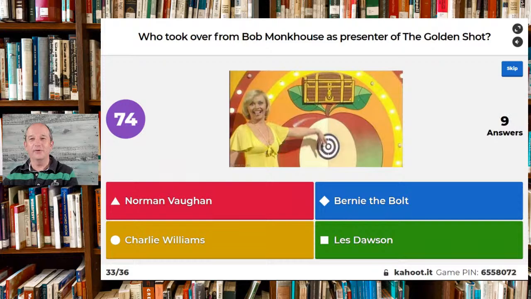What a program that was. You had to try and direct someone firing a crossbow: up a bit, down a bit, left a bit, fire. Yeah, they don't make them like that anymore, do they? Mind you, some of the stuff they put on nowadays. Anyway, Norman Vaughan, Bernie the Bolt, Charlie Williams or Les Dawson, who took over from Bob Monkhouse presenting The Golden Shot? One of those four, but who was it?